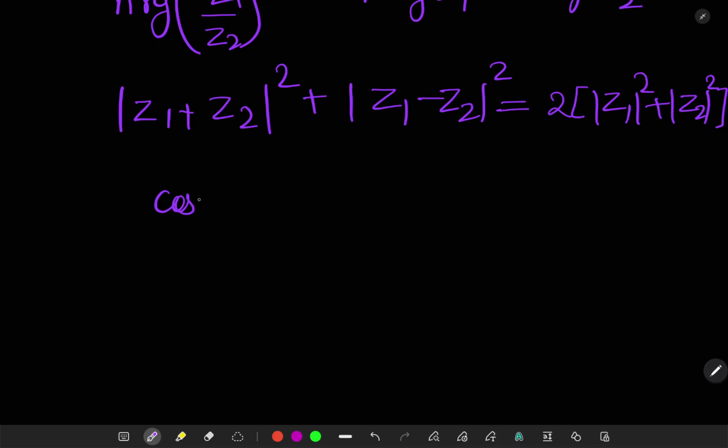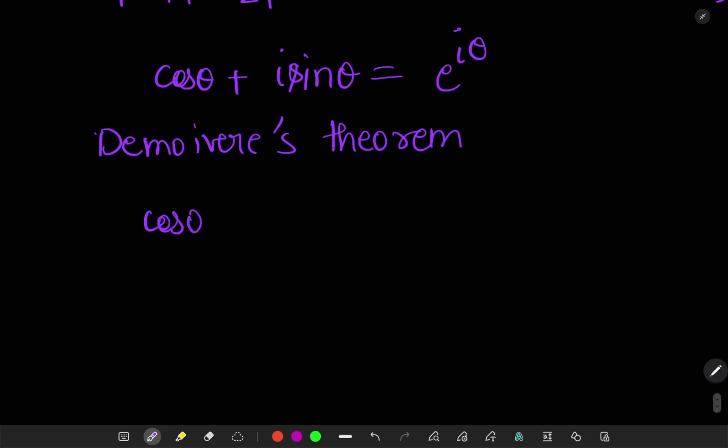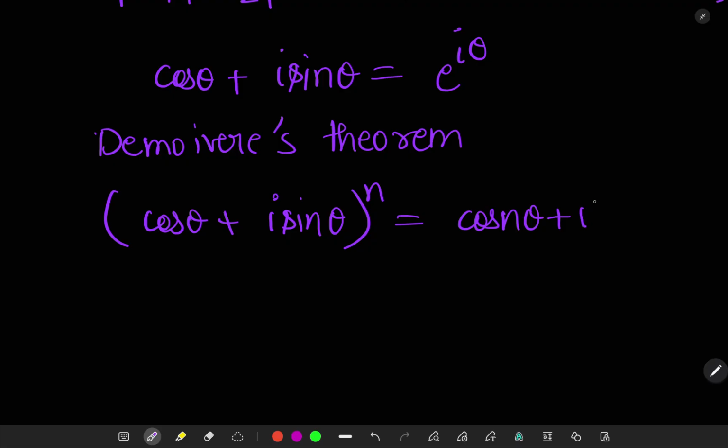Here cos theta plus iota sin theta is equal to e raised to power iota theta. Here de Moivre's theorem: if cos theta plus iota sin theta is given and the whole power is n, we can write it equals cos n theta plus iota sin n theta.